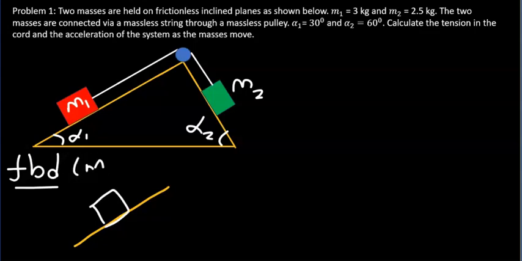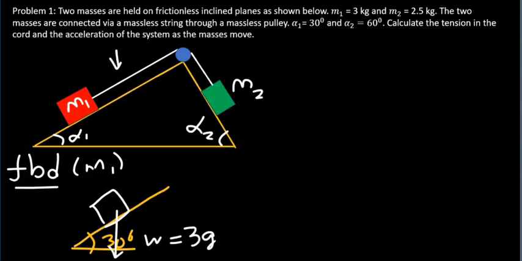So this is the free body diagram for mass m1. Now note that this angle here is alpha 1, and alpha 1 is given to be 30 degrees. So the forces are as follows. So you have the obvious one, which is the weight of m1. Since the mass is 3 kg, the weight is 3 times gravity. And then of course you have the tension in this cord. It's going like that.